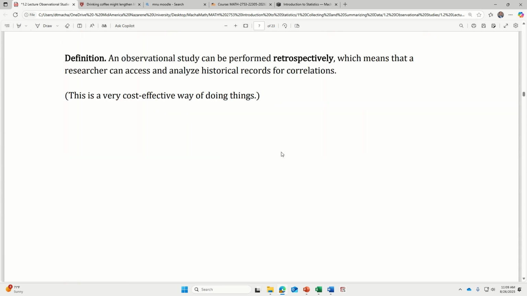Another vocabulary word is the word retrospectively. An observational study can be performed retrospectively, which means that a researcher can access and analyze historical records for correlations. My roommate in college was a guy named Jimmy, and he wanted to be a doctor. One of the jobs he got, a little part-time job during college, was to look at old records from hospitals, right?